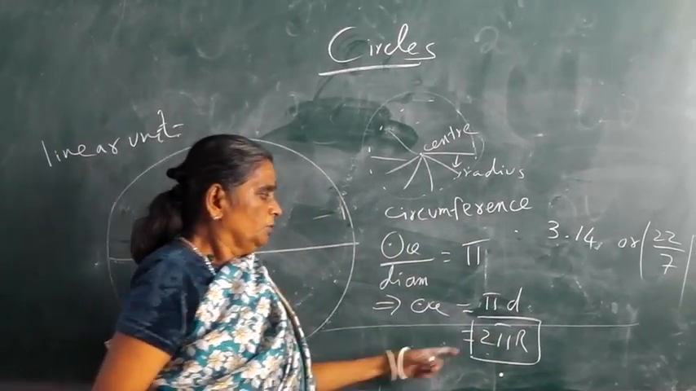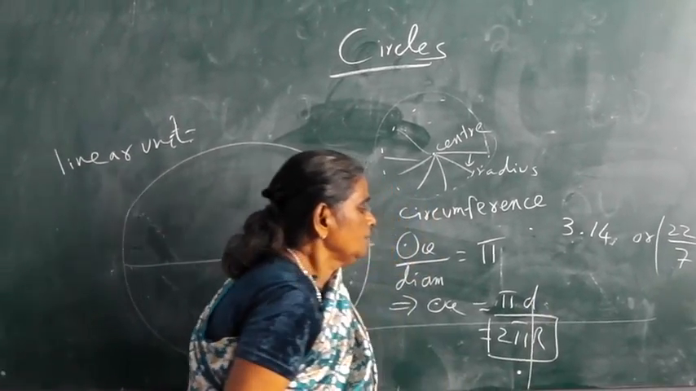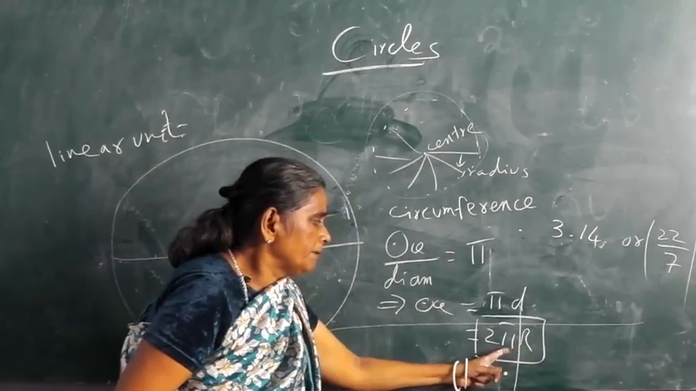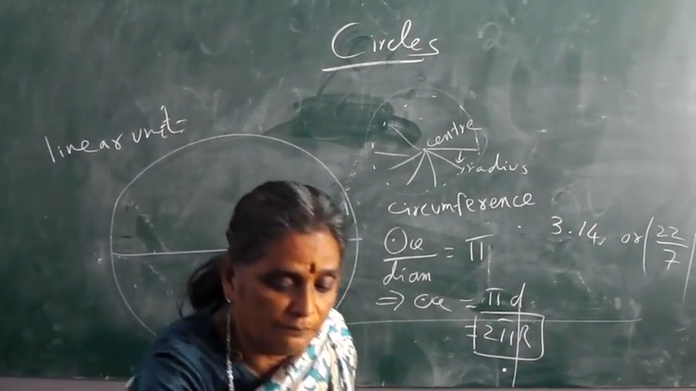Now, 2 is constant, pi is constant, r is linear. A linear unit multiplied by a constant will give you a linear unit. So this is going to give you the circumference.